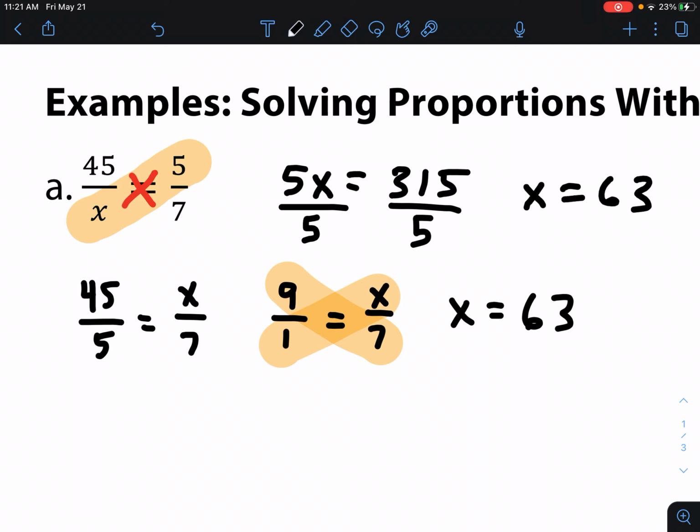You wouldn't want to flip the 45 and the x over. But if you did both, if you flipped both of them over, that'd be perfectly fine. You never want to do something numerator to denominator in one fraction, but if you're going from one fraction to the other, that's totally fine.